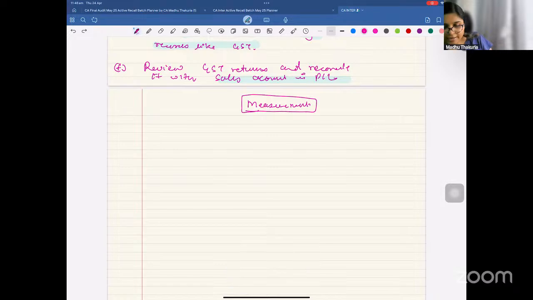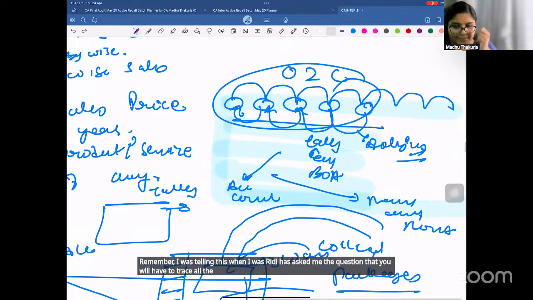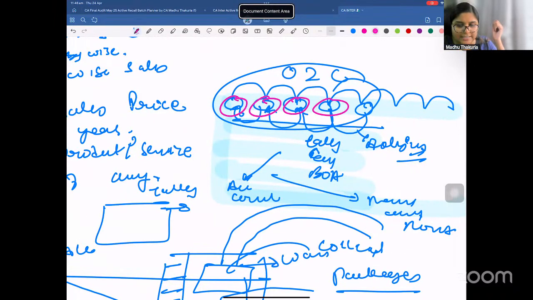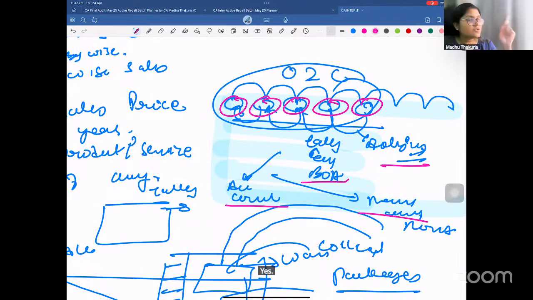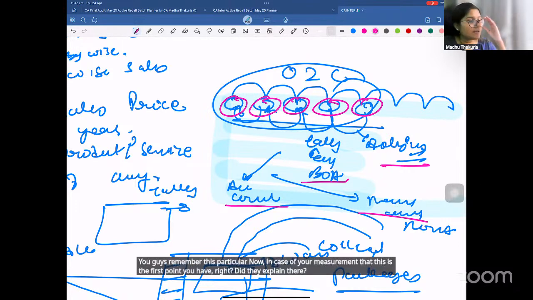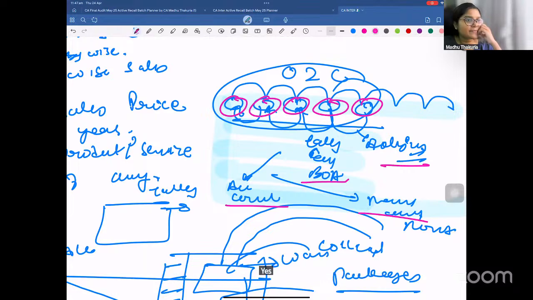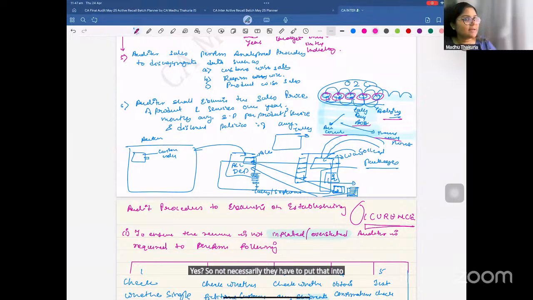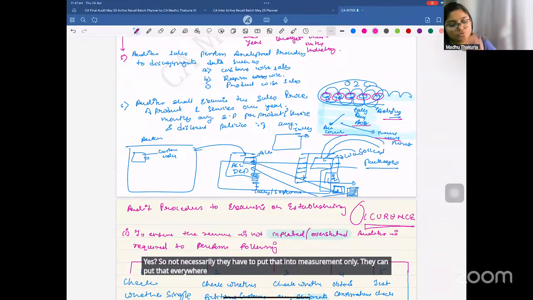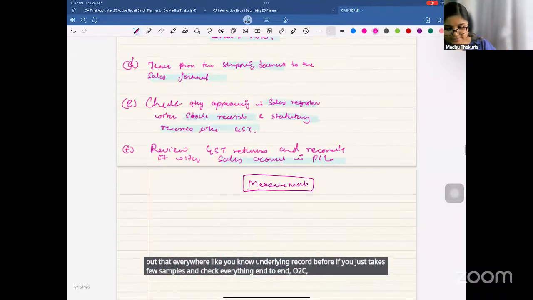Remember, I was telling this when Riddhi asked me the question that you will have to trace all the events in the transaction. You guys remember this? Yes. Now, in case of your measurement, this is the first point you have, right? Did they explain there that you take a few sample sales transactions and then you have to trace all the underlying records? Yes, ma'am. So not necessarily they have to put that into measurement only. They can put that everywhere, like underlying records. If you just take a few samples and check everything end to end, that is the O2C, order to cash process.